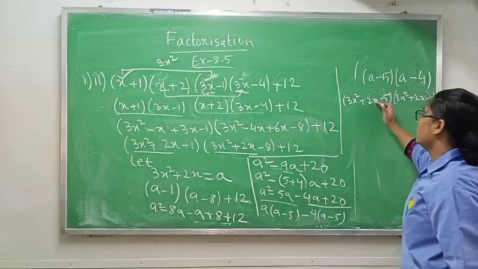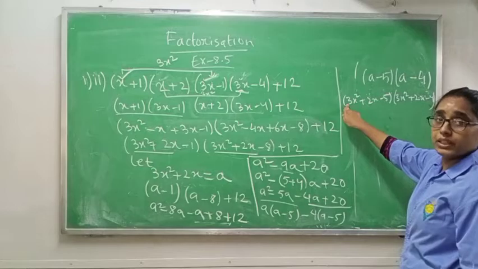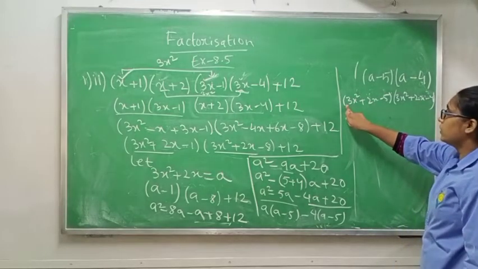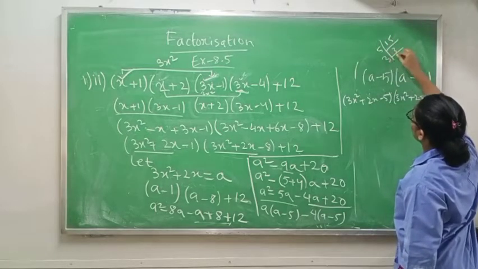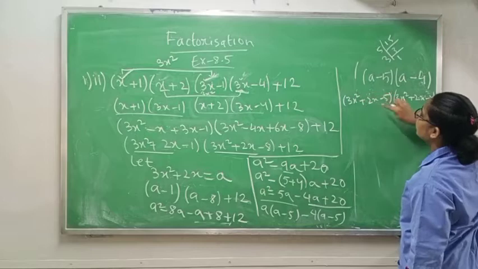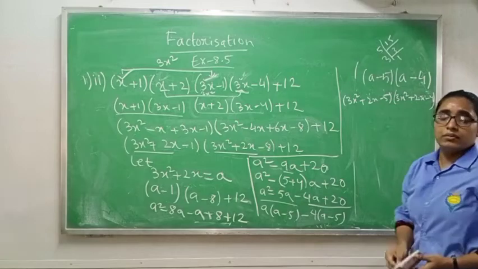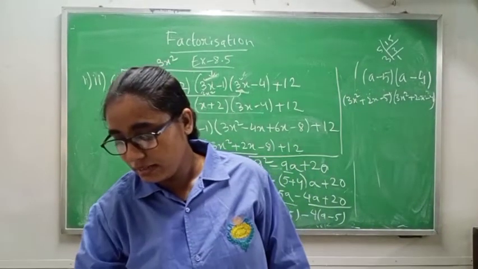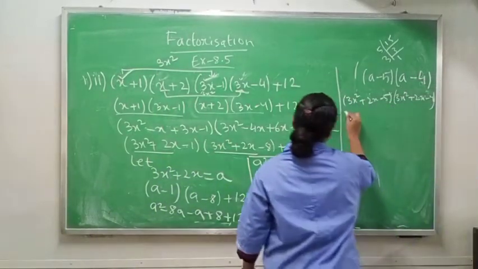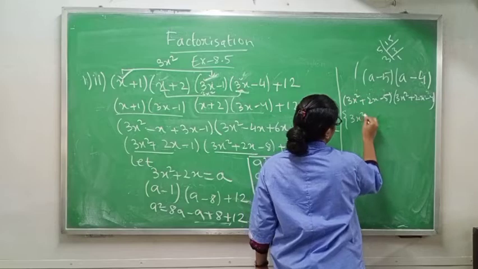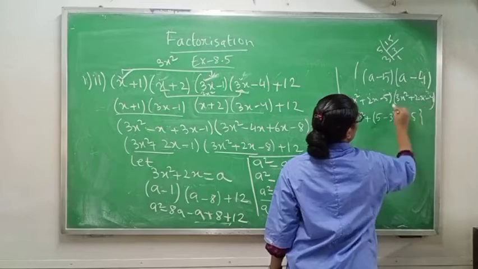Now you will be able to do middle term factor again. 5 3s are 15. If we take the LCM of 15, 5 3s are 15, 3 1s are 3. 5 minus 3, I will get 2. Why? Because I have to see this sign and here we have a minus sign. So when we have a minus sign, we have to subtract. So 5 minus 3, I am getting 2 and we need 2 in the middle. So I can do this one: 3x square plus 5x minus 3x minus 5. And this one is not possible.